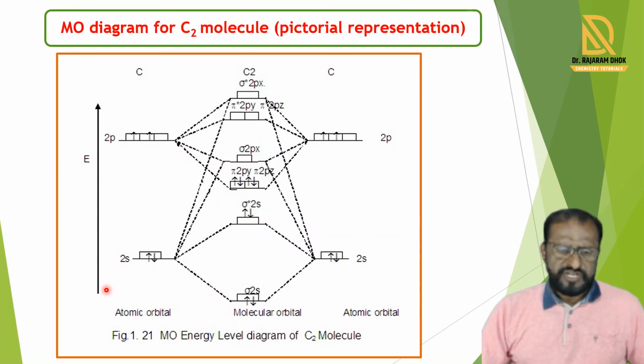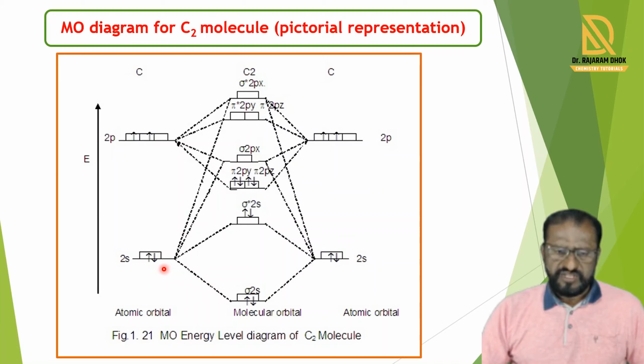Now see here the energy levels which are increasing, shown by the pointed arrow from lower side to upper side, and this is shown by increasing energy, symbol E. Now when we draw this diagram, the 2s orbital of first atomic orbital is shown at the left side. Second carbon atom's 2s atomic orbital is shown at the right side. And in between those two the molecular orbitals are shown.